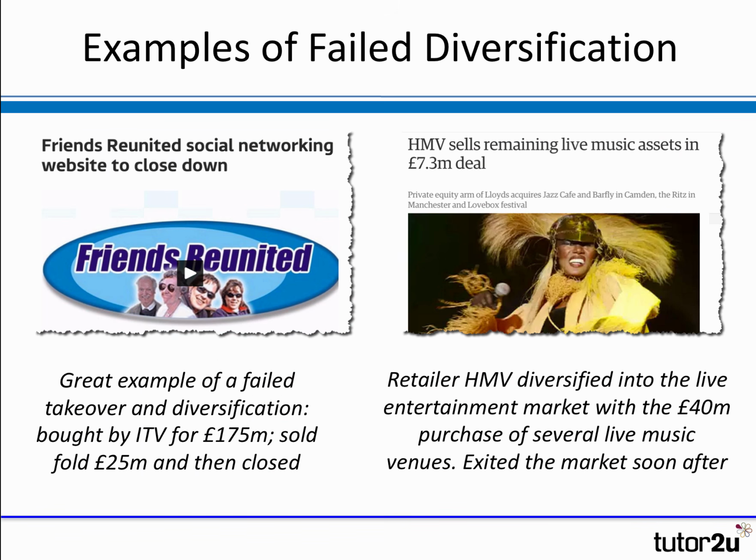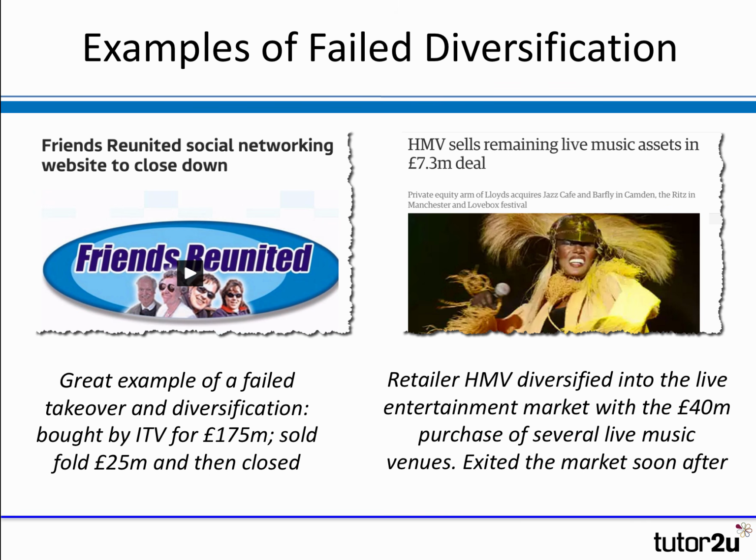However, there are lots of examples, of course, of where businesses trying to sell new products into new markets have come really badly unstuck. And just a couple on the screen there, just to give you a flavour of some of the things we'll look at in our video on diversification. Friends Reunited, the social network, which was bought by ITV for 175 million. A disastrous attempt by ITV to move into a new market with a new product. And it cost the shareholders about 150 million when they finally sold it.